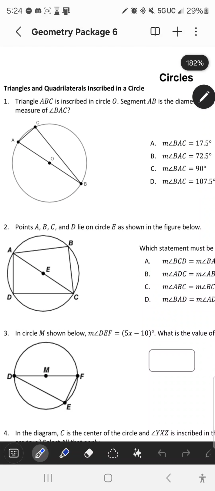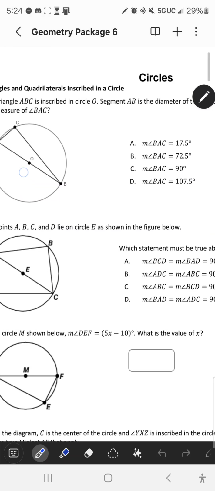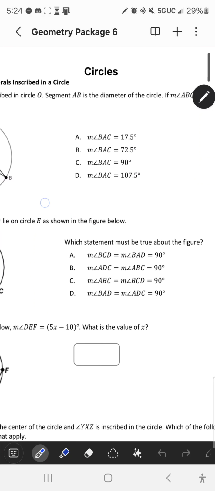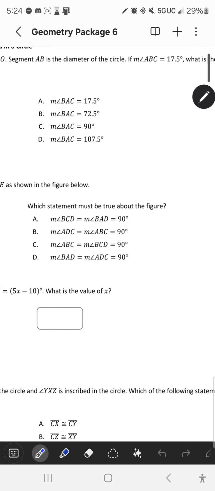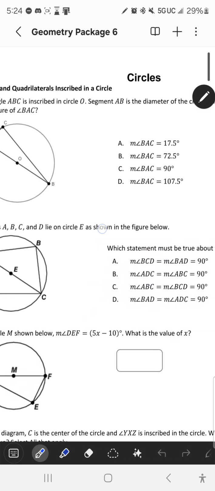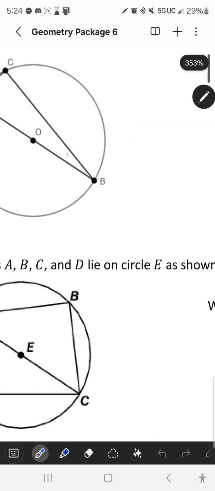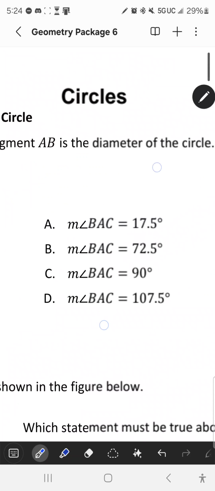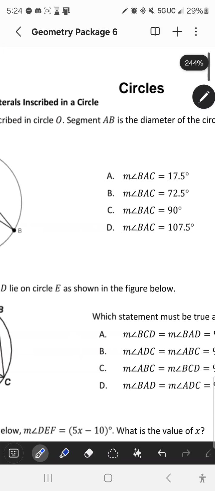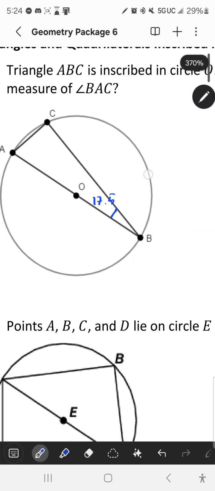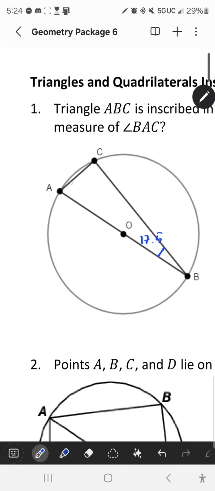Triangle ABC is inscribed. Inscribed just means that it's inside something. In circle O, segment AB is the diameter of the circle. Angle ABC is 17.5. What is the measure of angle BAC? They're asking for this angle. I'm going to call it x.